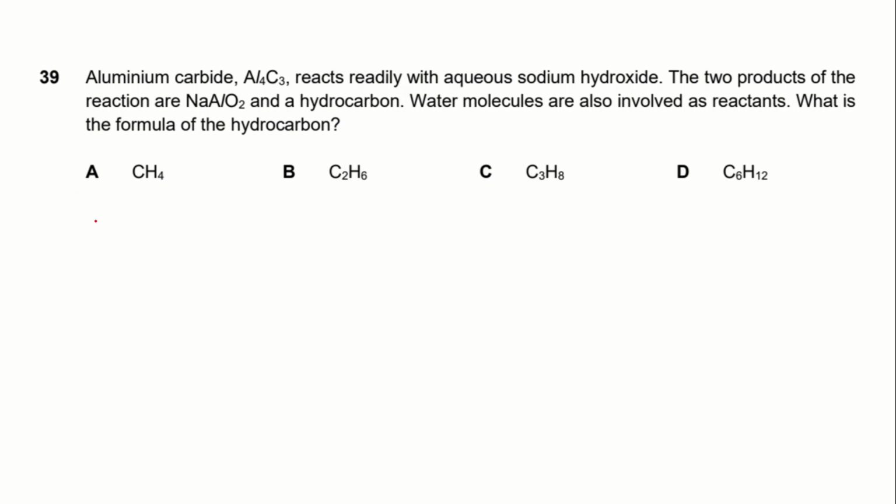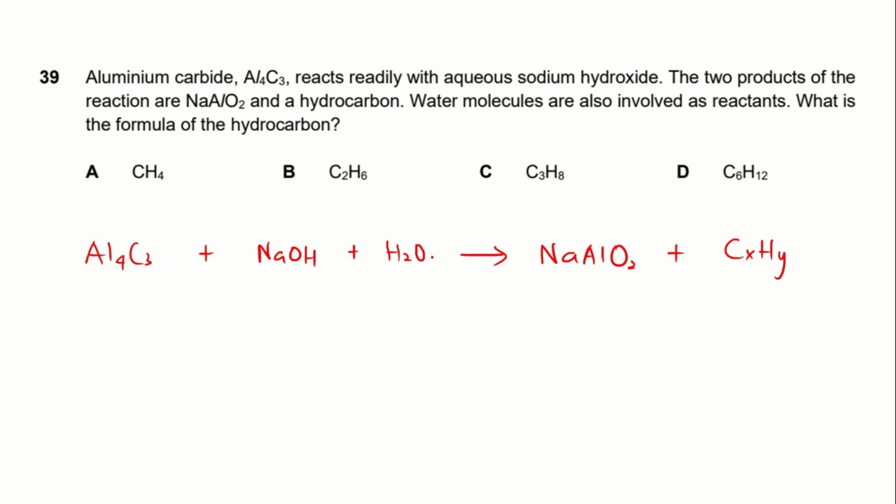In this question, aluminium carbide reacts with sodium hydroxide to form sodium aluminate and a hydrocarbon. Water molecules are also involved as reactants. Through balancing this equation, we'll be able to find the identity of the hydrocarbon that is produced in this reaction.